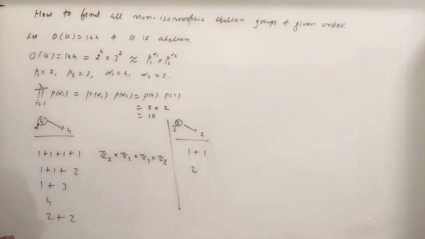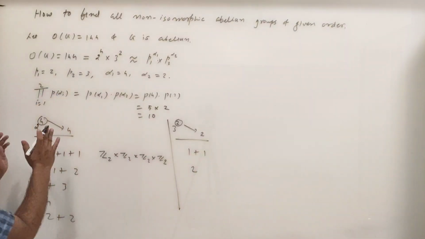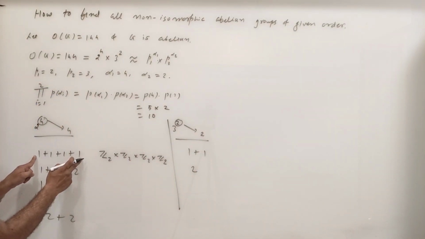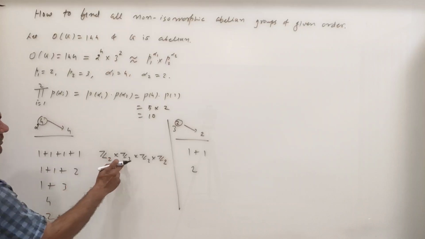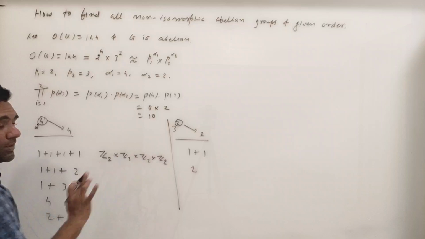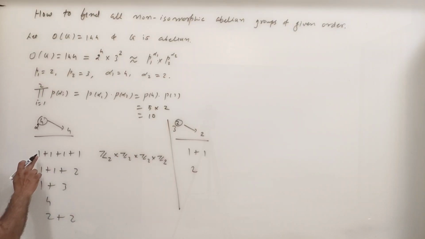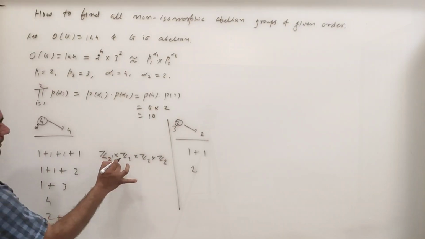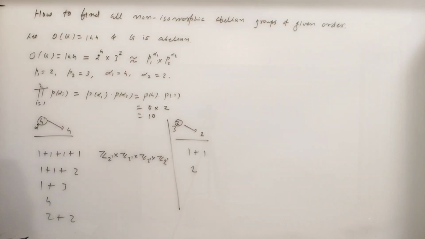Now right now forget about this portion. You forget about this portion. You just concentrate here. So corresponding to this portion, you just write down Z2 cross Z2 cross Z2 cross Z2. How many? 1 2 3 4 times. Now your power is 1 1 1 1.